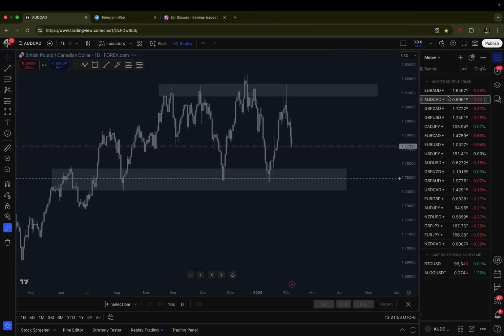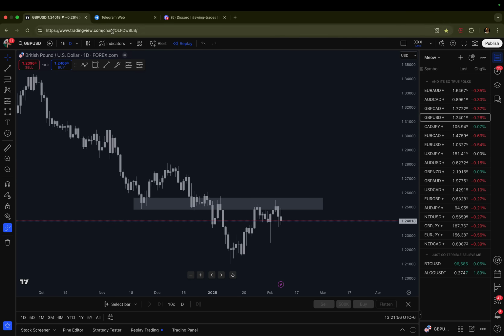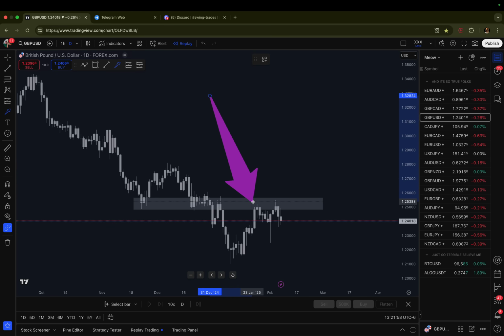So let's go ahead and go down the list a little bit more. I actually don't have any other setups on any of the pairs. You can see this is the GBP USD trade that I took right here. I sold there. It hit the target, came back up into the zone. Looks like it ended up bouncing the last 2-3 days of last week.